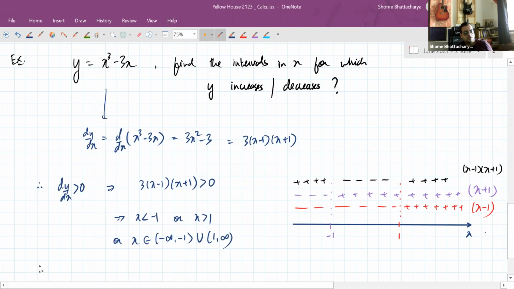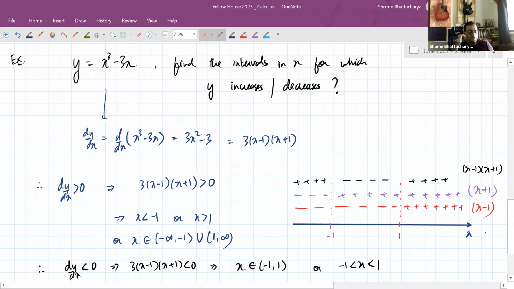That's how we can say this. Okay, and similarly, so that implies that it will be negative for x belonging to minus 1 to 1. Now notice that in the inequalities, we are not including the points 1 and minus 1 because at those points, the derivative is becoming 0.